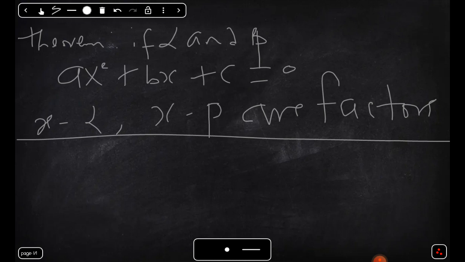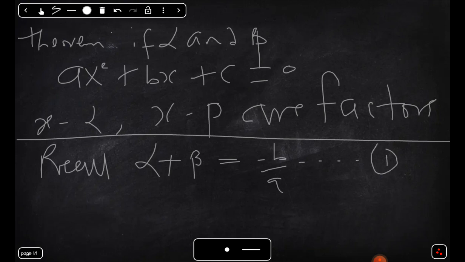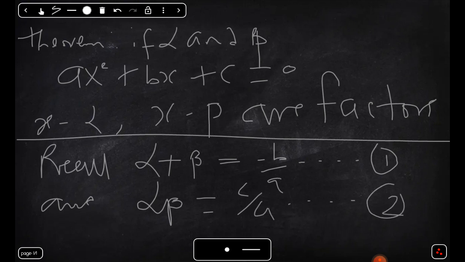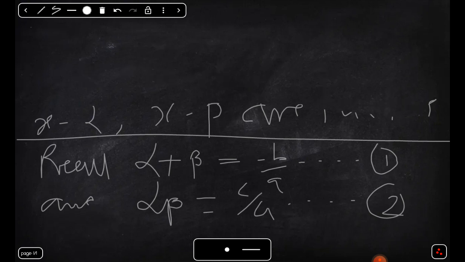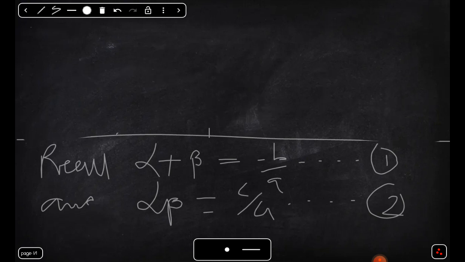To prove this, we have to recall certain things from what we learned in the previous video: that the sum of the roots, alpha plus beta, is equal to minus b over a. Let's name this equation 1. Then the product of the roots, alpha beta, is equal to c over a, and let's name this equation 2. Now let me erase the board and the theorem so we can have more space for the proof.